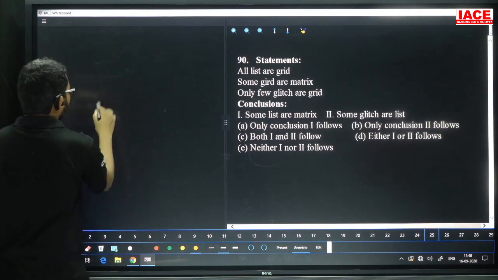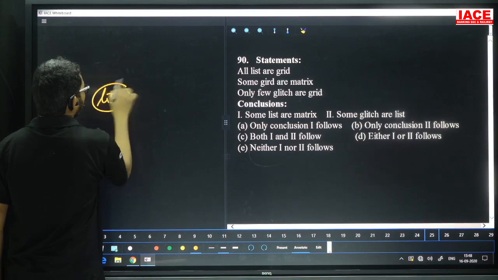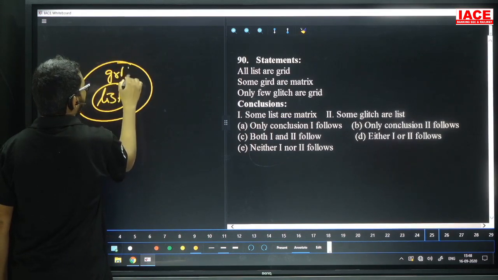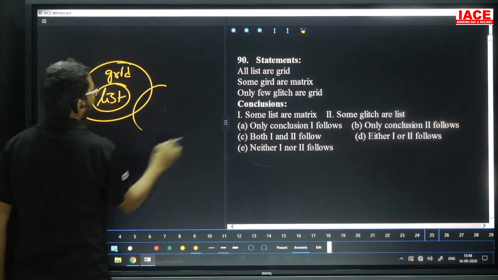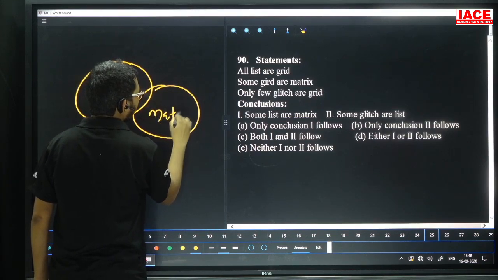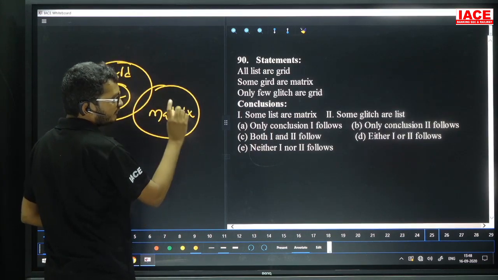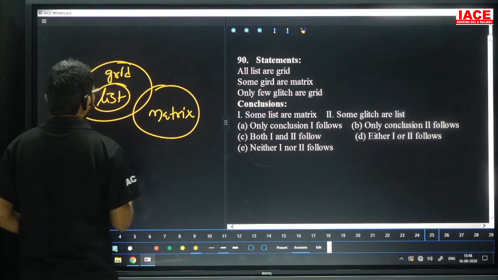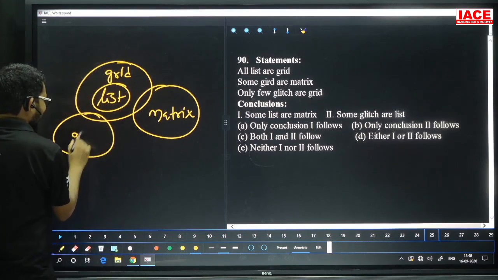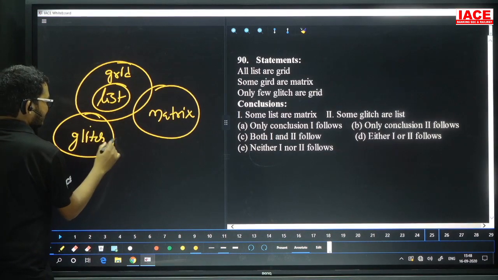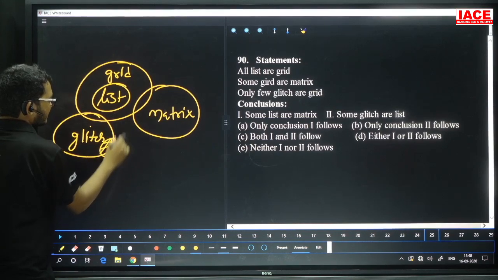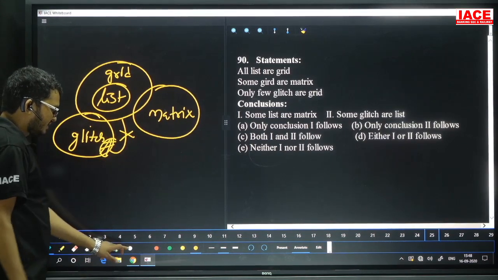Question number 90. All list are grid. Friends, take here, list. All list are grid. Next one, some grid are matrix. Some part of grid is matrix. Next one, only few glitch are grid. So some glitch is a grid. At the same time, some part of glitch is not grid. So these are the given statements.